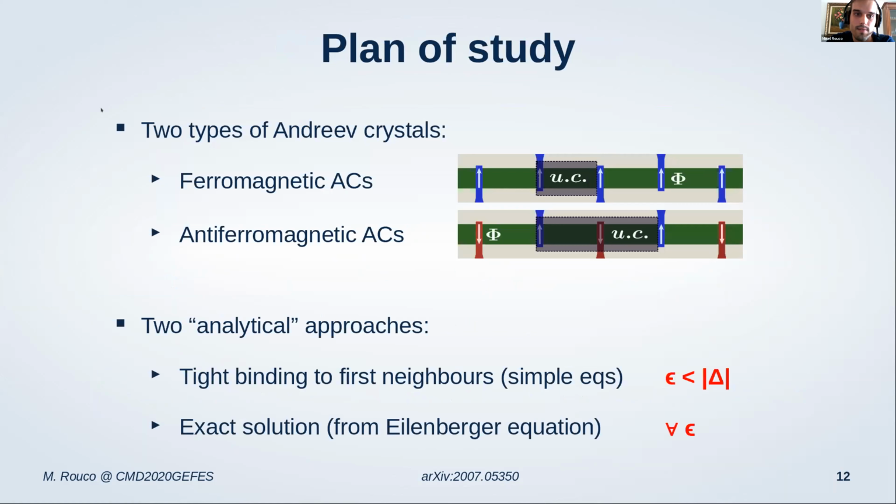Our plan is first to study two different types of Andreev crystals, the ferromagnetic and antiferromagnetic ones. And we take two different analytical approaches to do so. We first solve a tight binding approximation up to first neighbors, from which we obtain some simple equations and we can infer some general results. And afterwards, we also obtain the exact solution from the Eilenberger equation using Green's functions, just to corroborate and verify that the general results that we obtained in the first approximation are correct.